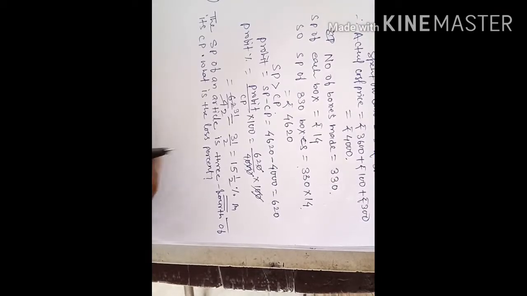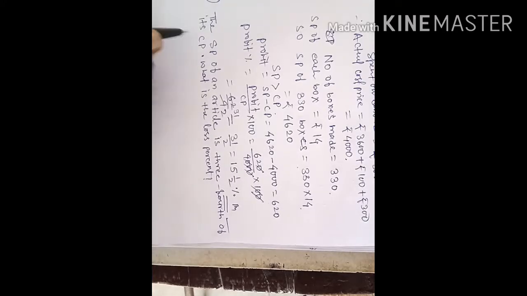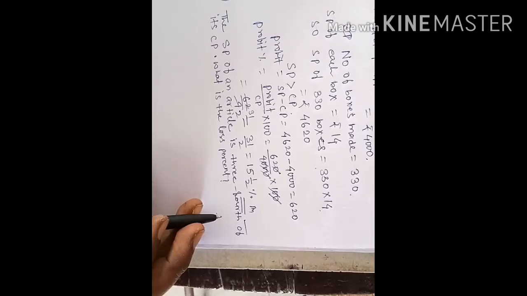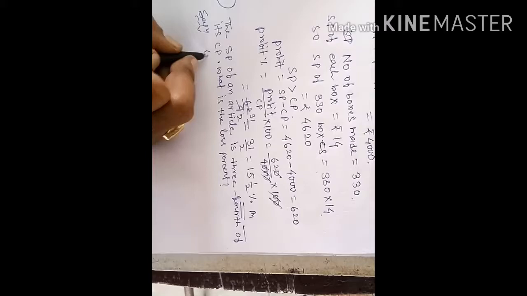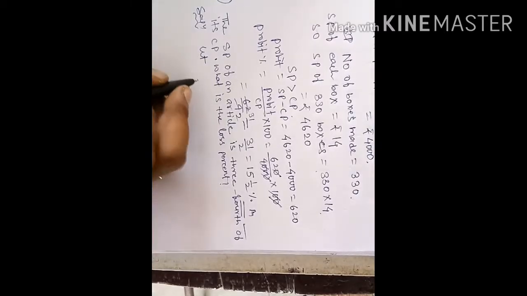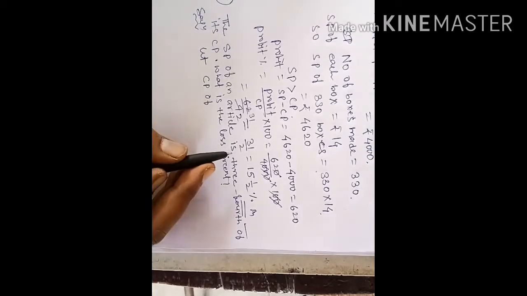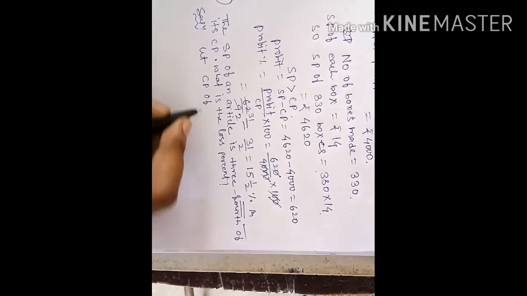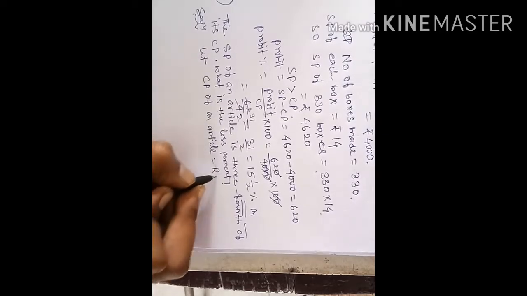Now question number 8. In question number 8, the selling price of an article is 3/4 of the cost price. What is the loss percent? You have to find the loss percent. Solution. First we let the cost price of an article, here the selling price is related with the cost price. So first you have to assume the cost price. So we write the cost price of an article is rupees x.